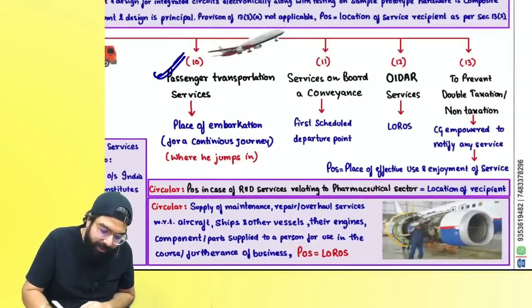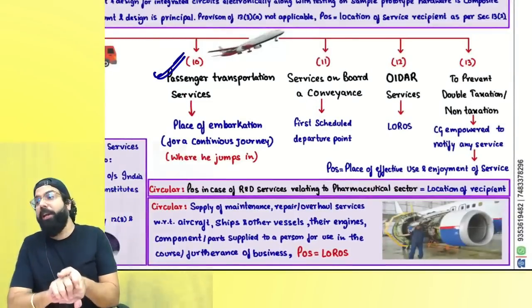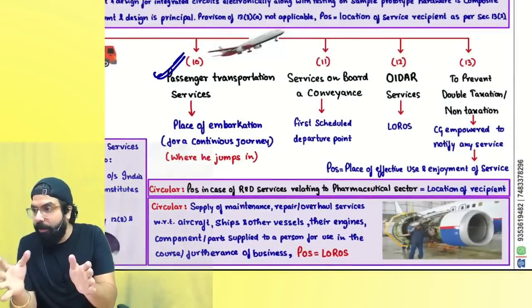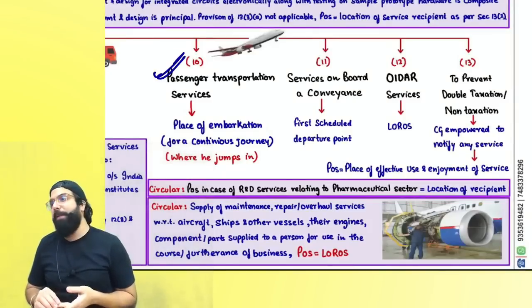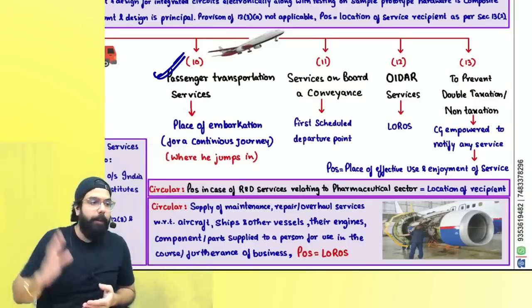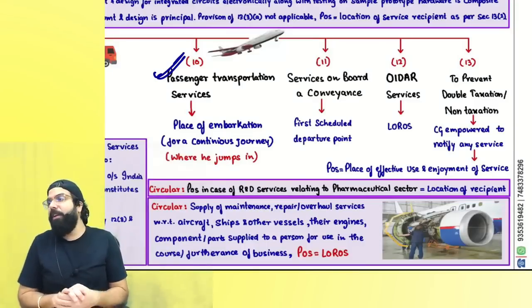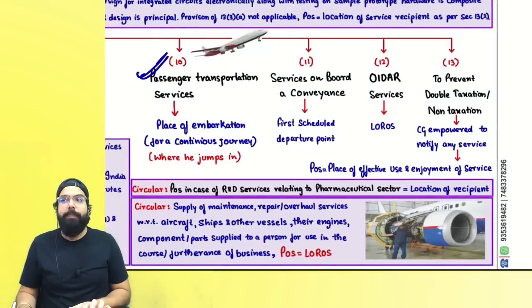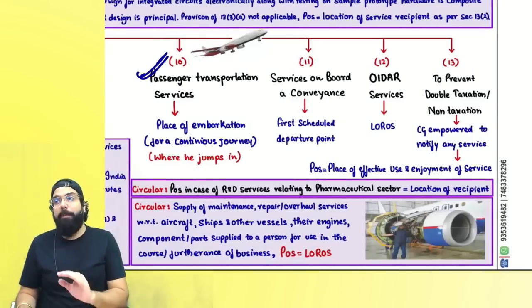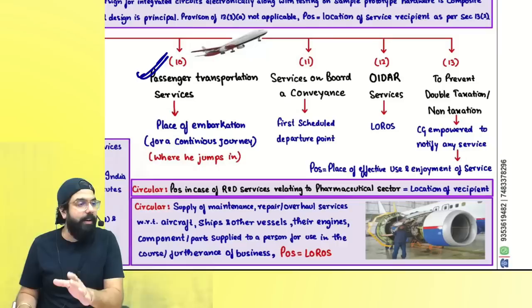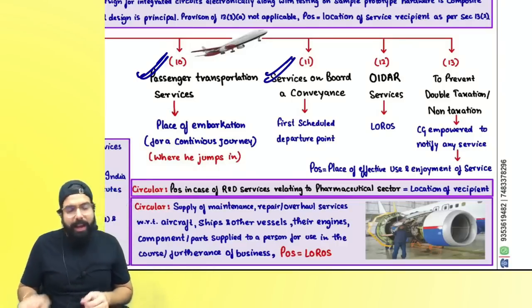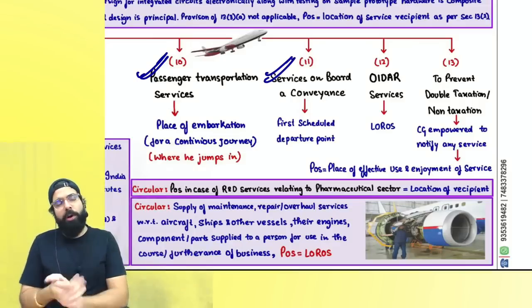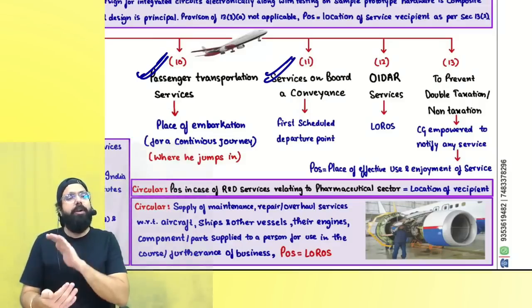Then we have passenger transportation service, section number 13.10. Baba, I am telling 13 only, right? Yes. Section number 13.10, passenger transportation service, place of embarkation. Wherever the passenger jumps in for a continuous journey, that will always be the place of supply. Always remember, continuous journey is that journey where there is no stop over. Section number 13.11 says services on board is always the first scheduled departure point.